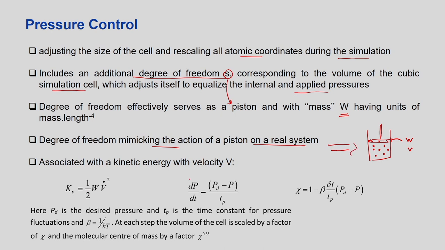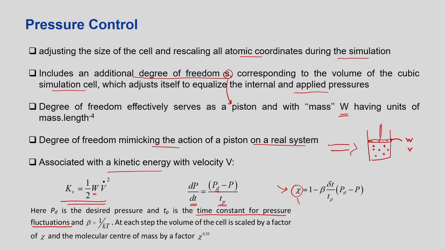So, this piston will be associated with a kinetic energy, where this is the velocity and W is the mass. So, you get the kinetic energy, and the pressure will be controlled by comparing the actual pressure P to the desired pressure PD, divided by TP. What is TP? TP is the time constant for pressure fluctuation, and this TP is given by this expression.